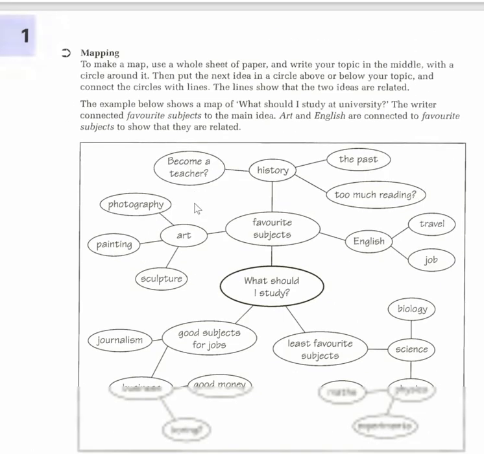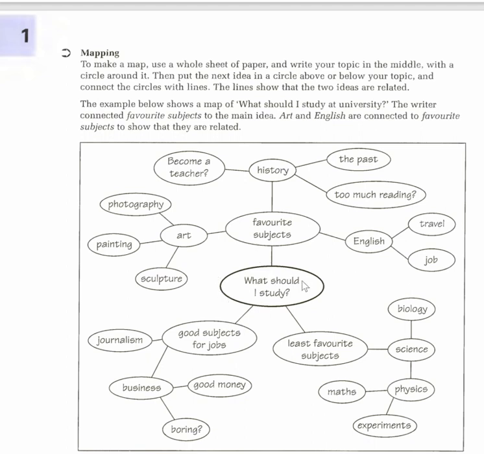The third type is mapping. To make a map, use a whole sheet of paper. Here you need a whole sheet of paper. And write your topic in the middle with a circle around it. Then put the next idea in a circle.